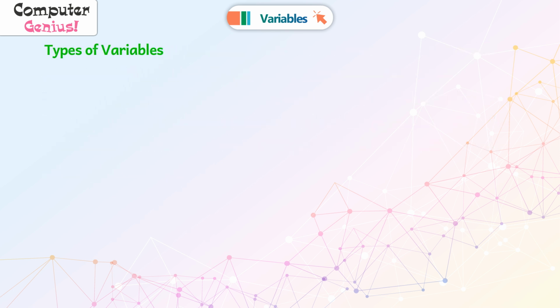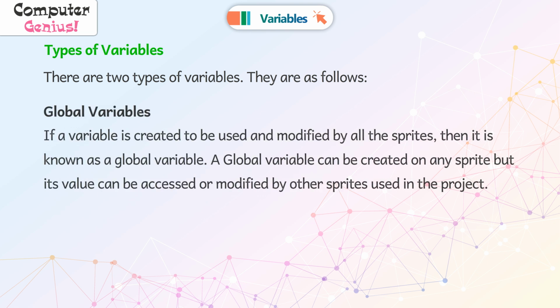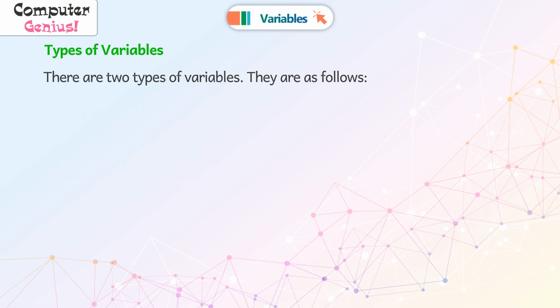Types of variables. There are two types of variables. They are as follows. Global variables. If a variable is created to be used and modified by all the sprites, then it is known as a global variable. A global variable can be created on any sprite, but its value can be accessed or modified by other sprites used in the project.